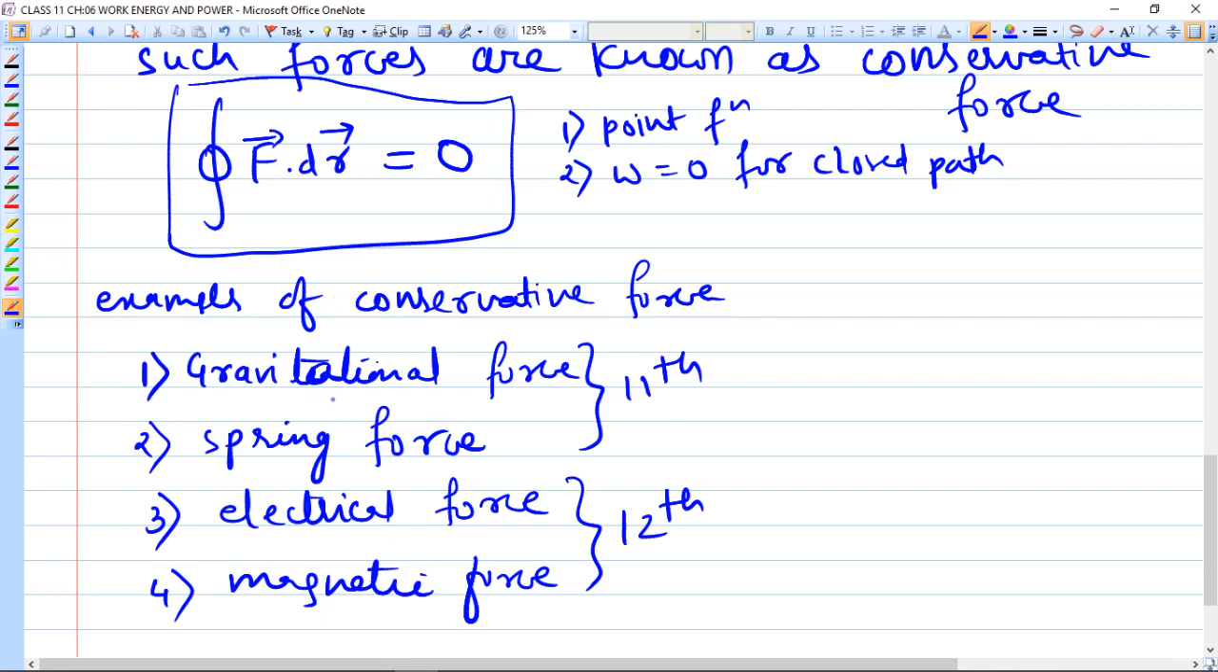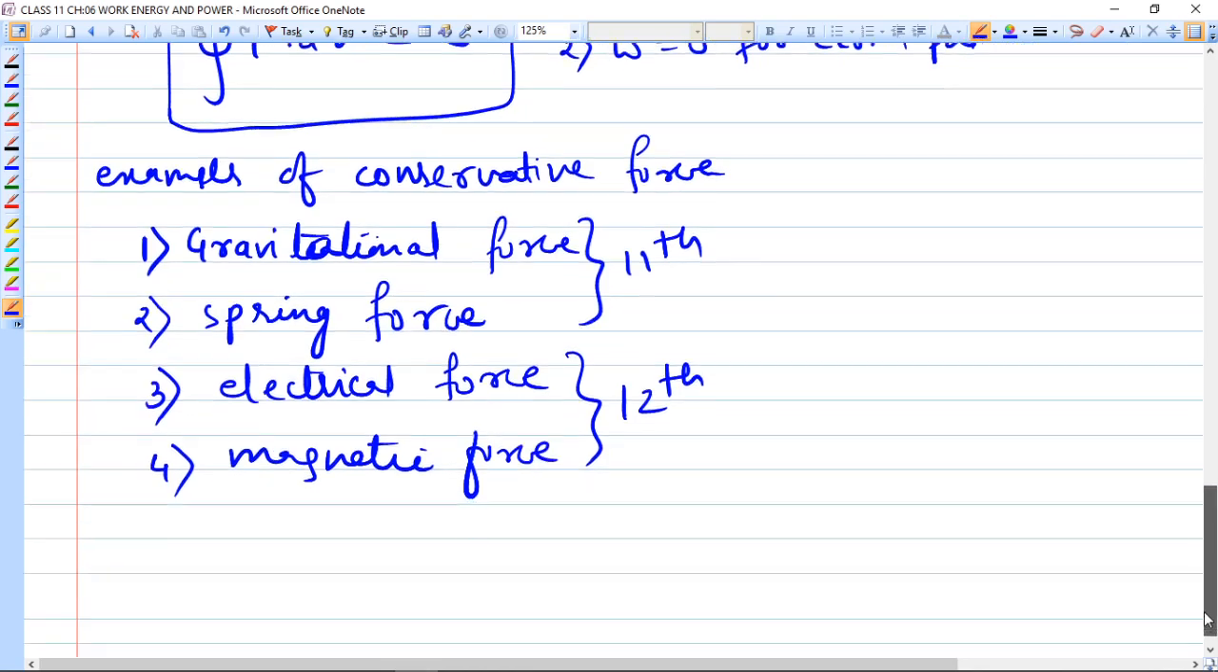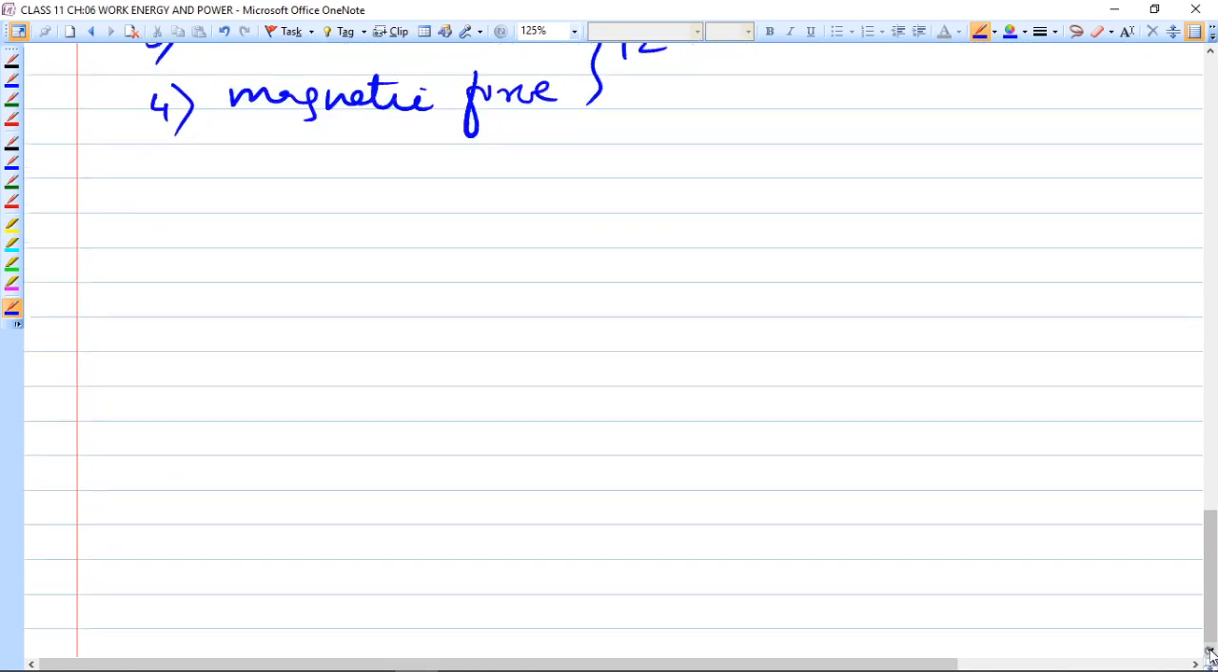Gravitational force: we have one special chapter, gravitation, in the 11th standard, and we are going to discuss these two forces, the gravitational force and the spring force. Let me give some introductory data. Suppose this is object 1 having mass m1, and this is object 2 having mass m2, and the distance between them is r. Then the gravitational force is G m1 m2 upon r square.